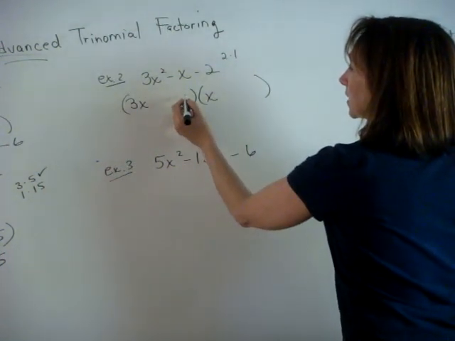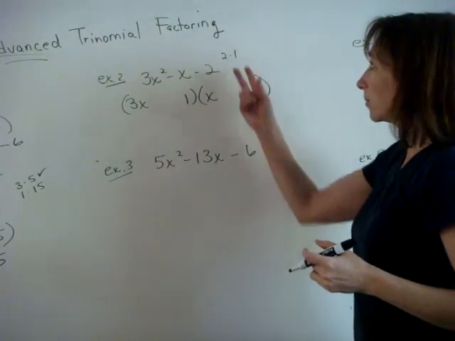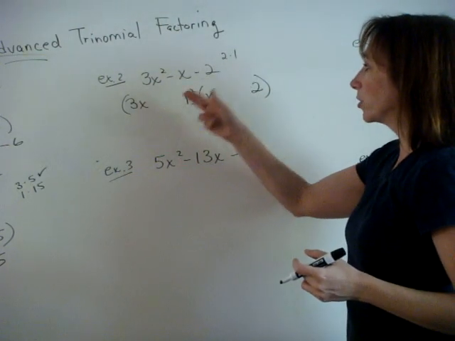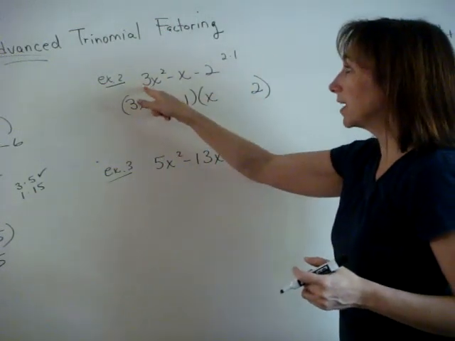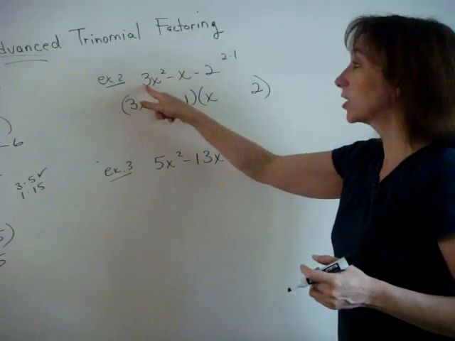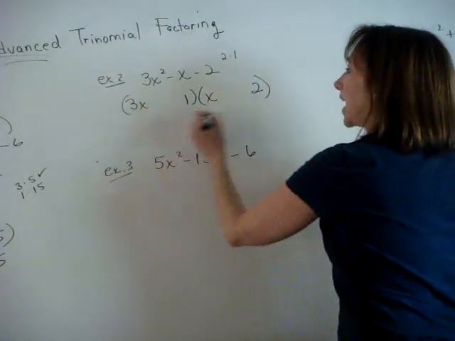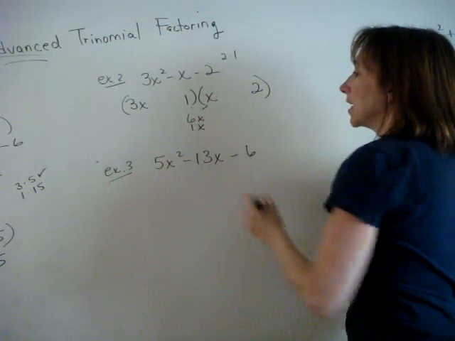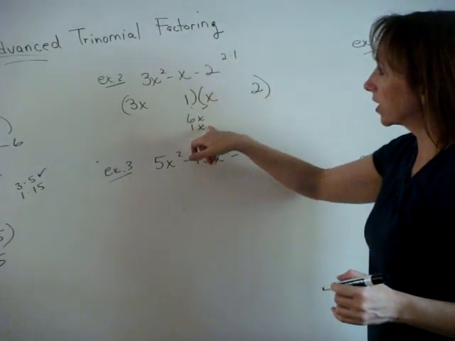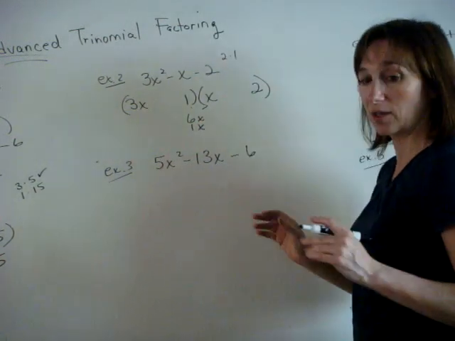So if I put a 2 here and a 1 here, I just randomly, you could put these in either order. You could put a 2 here and a 1 here, or a 1 here and a 2 here. However, when you have a coefficient in front of your x squared term, only one of these combinations is going to be right. So I'm going to check my outer, and I get 6x, and my inner, I get 1x. Is there any way from 6x and 1x that I could subtract them to get an x? No. So we know that's wrong.